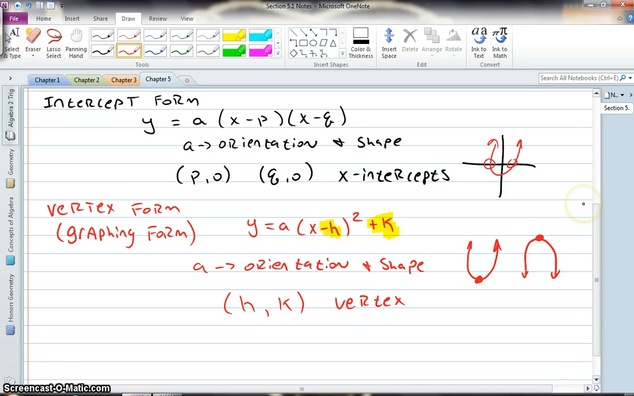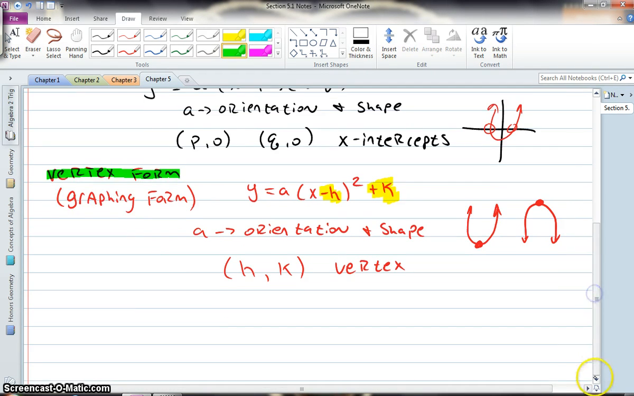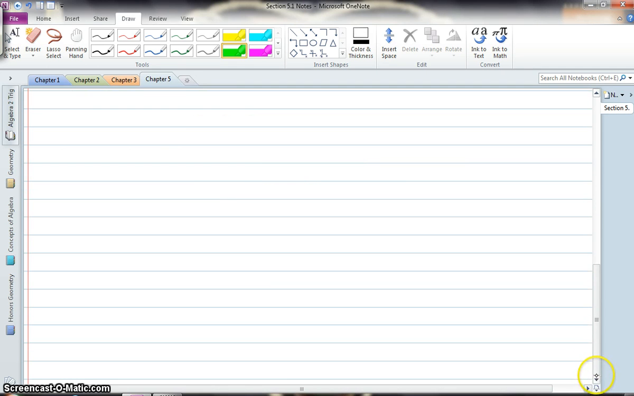All right, now, so those are my three forms. We have standard, intercept, vertex. They all give us very different pieces of information. Now, the important thing is you have to be able to take intercept form and vertex form and write it into standard form. All right, so that's what we're going to practice here. No matter what equation I give you, you need to be able to convert it to standard form.